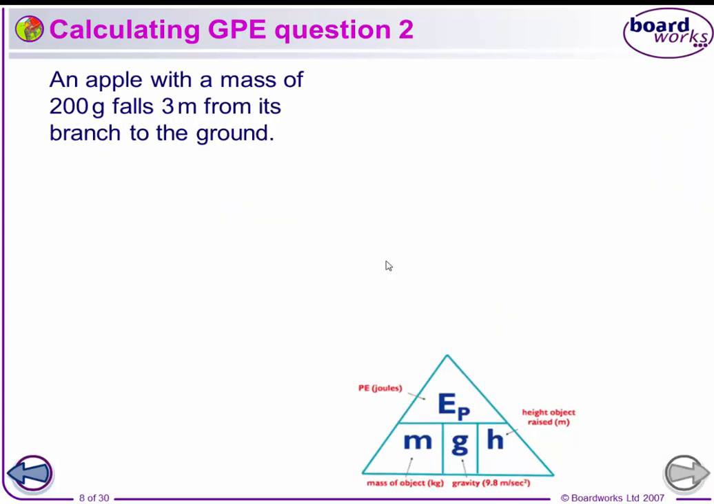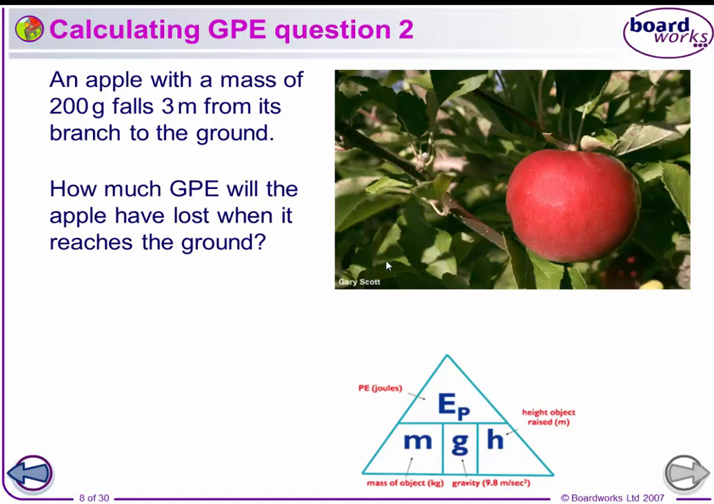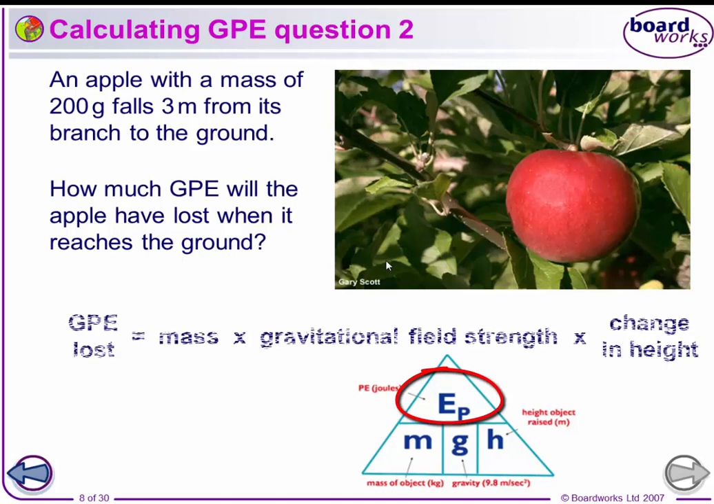An apple with a mass of 200 grams falls 3 meters from its branch to the ground. How much gravitational potential energy will that apple have lost when it reaches the ground? And we use this formula again. The gravitational potential energy lost is equal to the mass times gravitational field strength, which is 10, times the change in height. 0.2 times 10 times 3 gives us 6 joules.